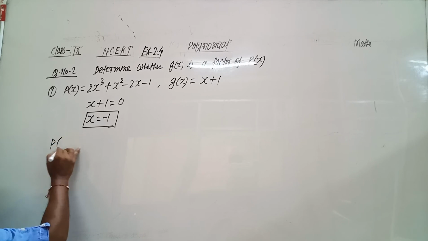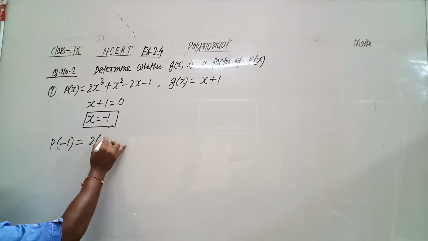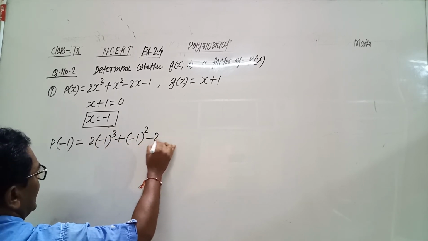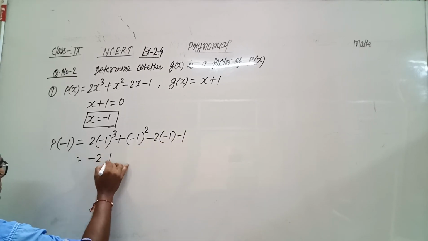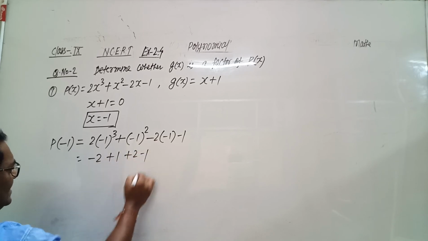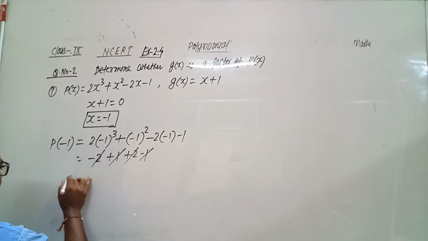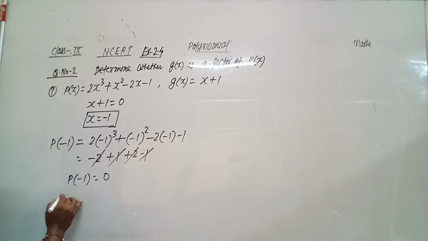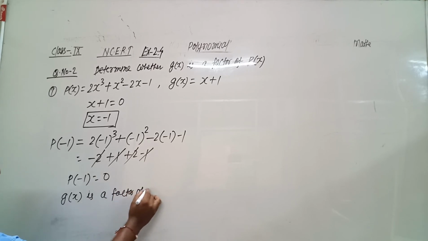So put the value of x equals to minus 1 in the polynomial p(x). So 2 into (minus 1) the cube plus (minus 1) the whole square minus 2 into (minus 1) minus 1. So here we get minus 2 plus 1 plus 2 minus 1. Minus 2 plus 2 cancel, plus 1 minus 1 cancel, and p(minus 1) equals to 0. Therefore, g(x) is a factor of p(x).